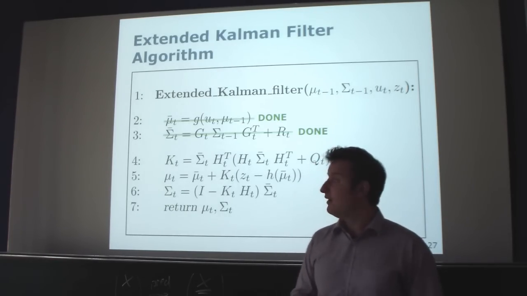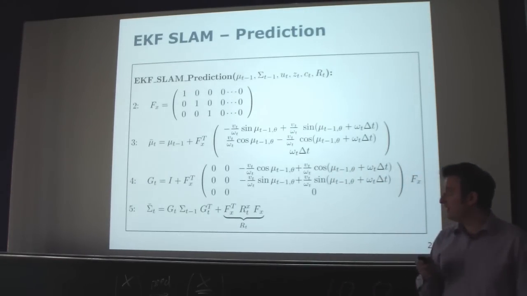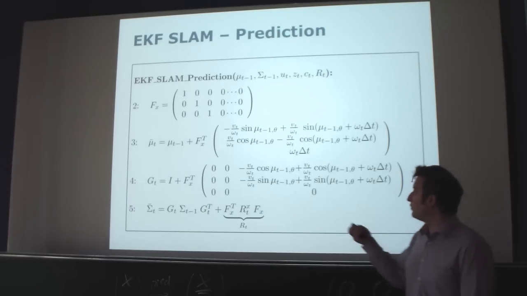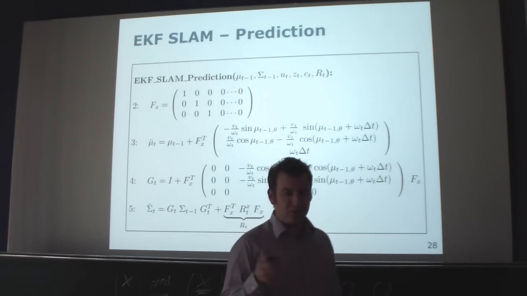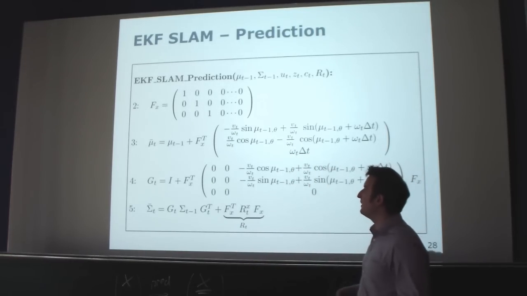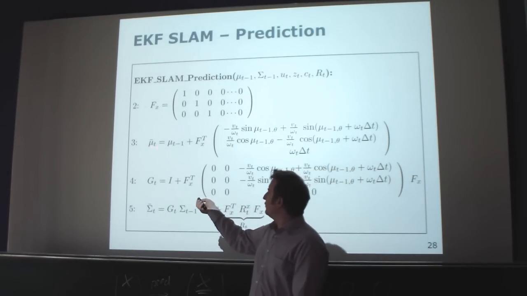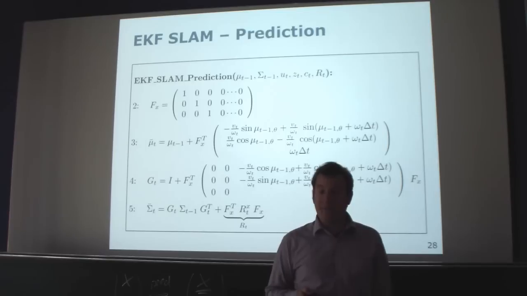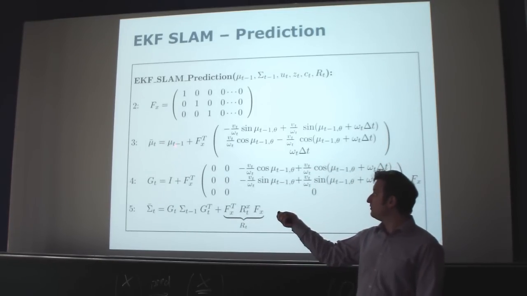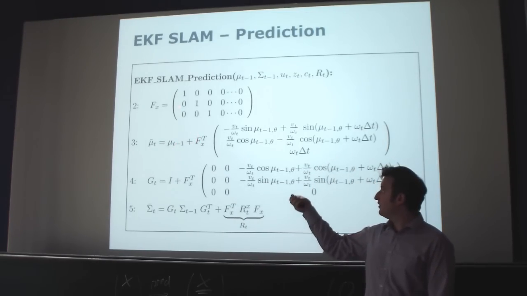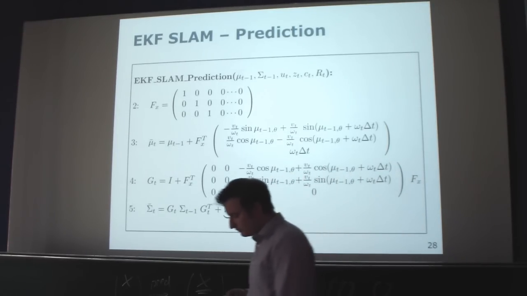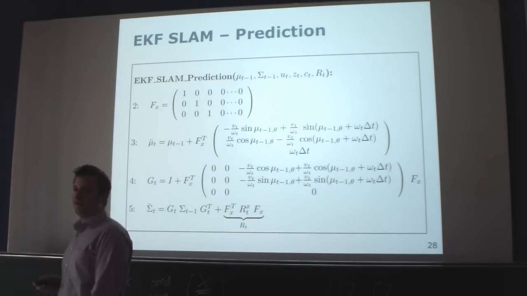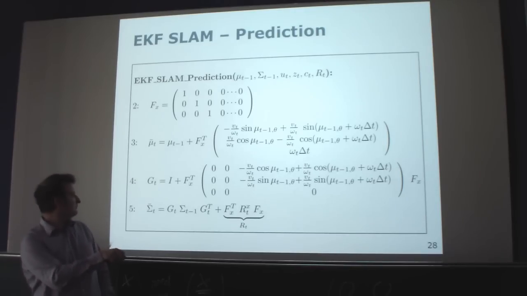Okay. So we can actually write this now in an algorithmic form. We have our matrix F_x, which does this mapping from the low-dimensional space to the high-dimensional space. So we can write the mean update: the new mean is the old mean plus this matrix transpose times the terms here of the velocity-based motion model as we have written it before.